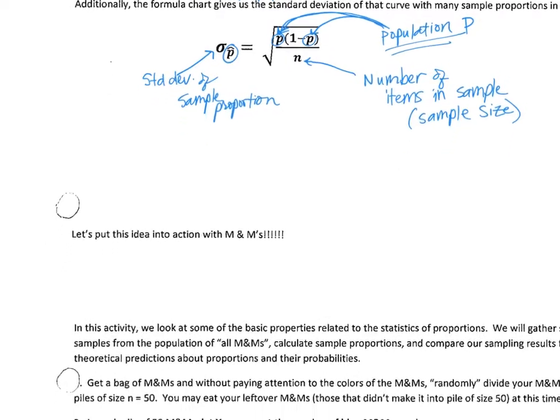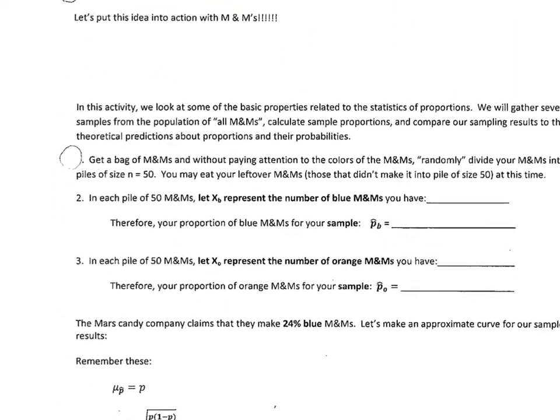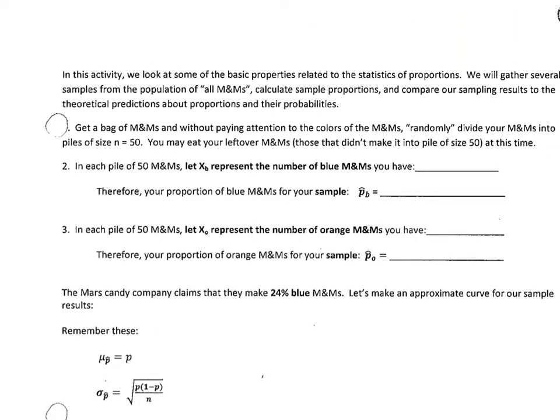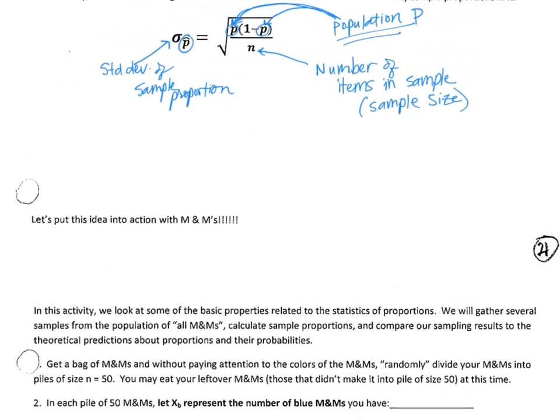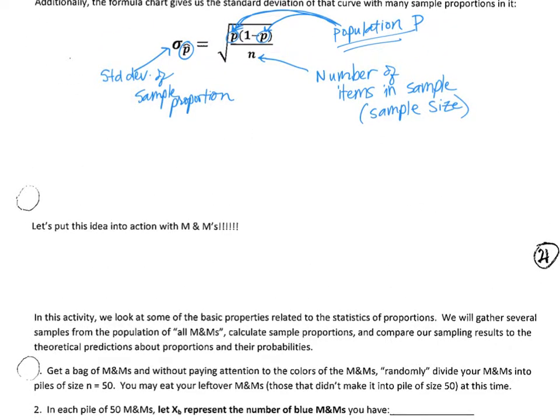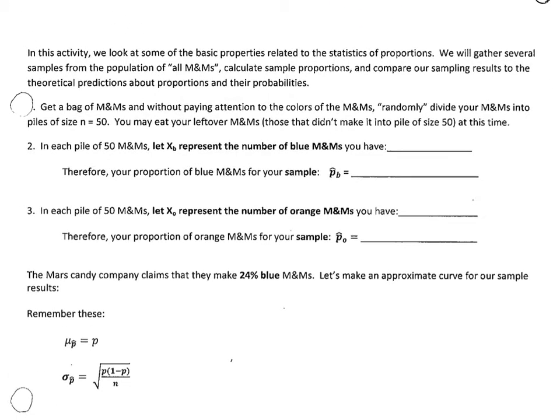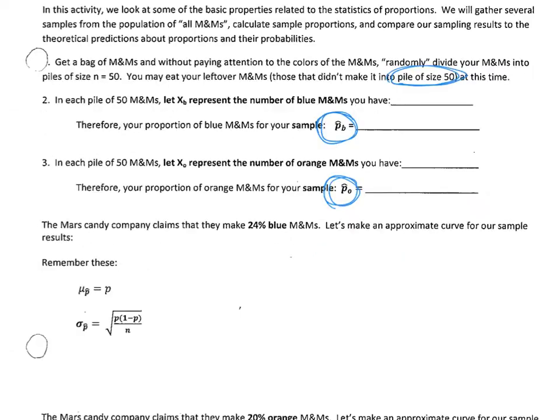Okay, so let's put this into action with M&Ms. So real quickly, the size of our sample is going to be 50. All right, and then after you get your 50 M&Ms, I want you to get your p hat for blue and your p hat for orange. And then you can stop at that point and I will collect data.